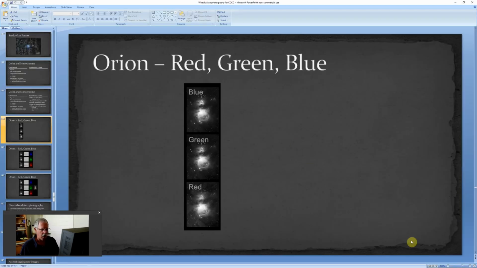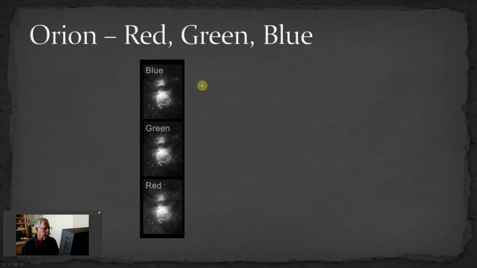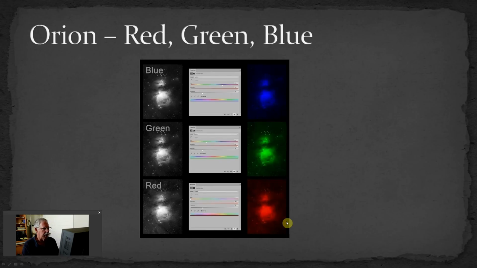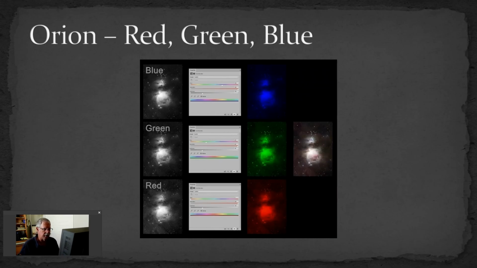So in an RGB image, it's pretty straightforward. We have images through a red filter, a green filter, and a blue filter, and we can apply color to each one of those. So we have red applied to red, green to green, blue to blue, and when you blend those together you get a more or less natural color image if the red, green, and blue brightnesses are individually balanced.